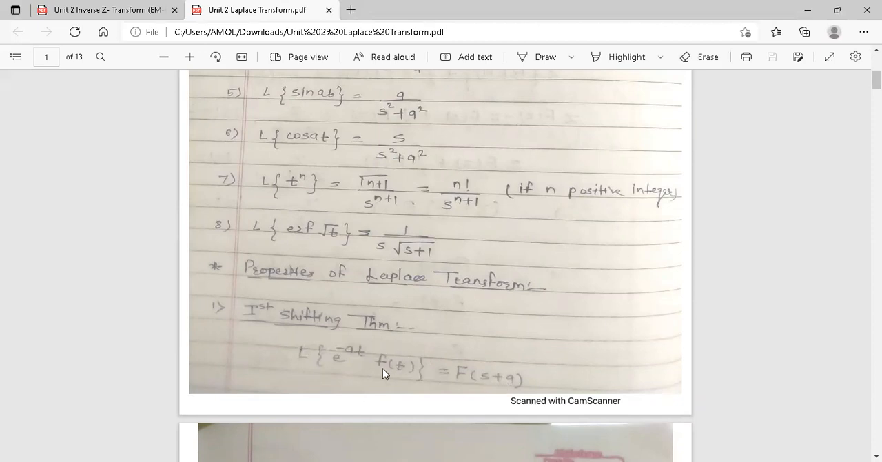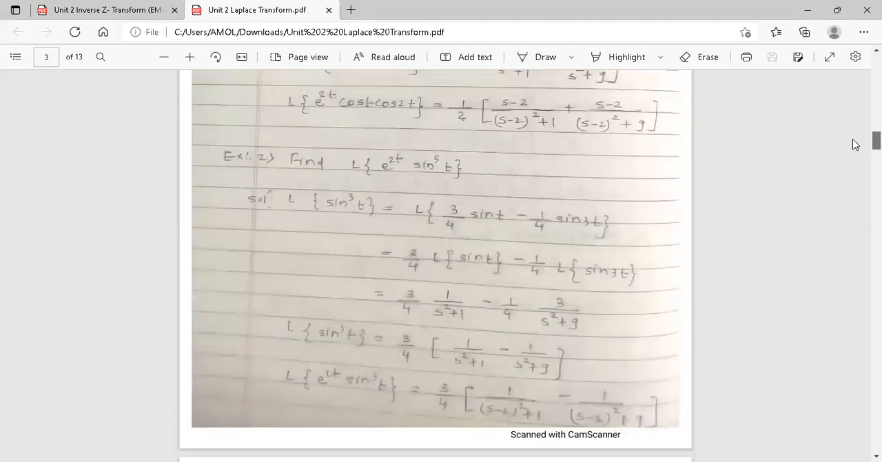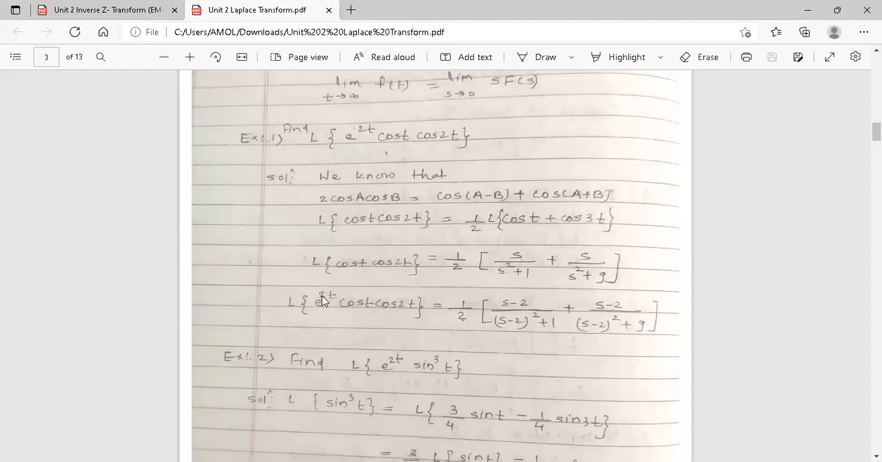There is a product of two functions. One of them is f of t, the second one is exponential. And the power of the exponential function is negative, coefficient is minus a. Then we replace that s by s plus a. So here, the power of the exponential function has coefficient plus 2. If it is minus a, then we replace s by s plus a. But here it is plus, so we are going to replace s by s minus 2. In every term, replace s by s minus 2: s minus 2 upon s minus 2 whole square plus 1, plus s minus 2 upon s minus 2 whole square plus 9, and so on. So we are using the first shifting property to find the Laplace transform of e raised to 2t, cos t, cos 2t.